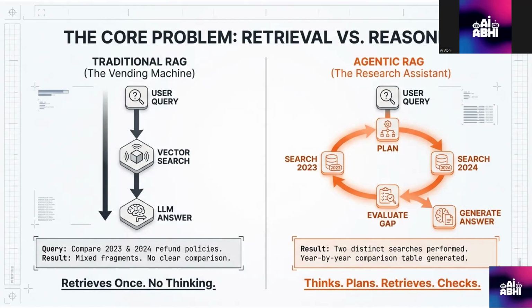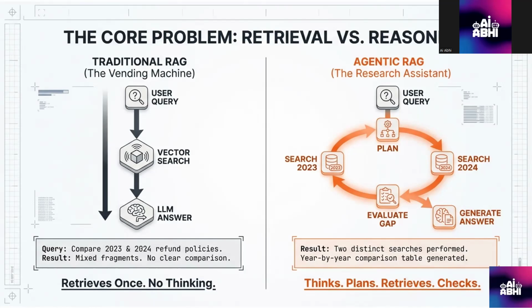This is part of my RAG series. If you haven't seen the earlier videos on RAG basics, chunking and advanced retrieval, links are in the description. Today we will be going to the frontier. So let's go. What is agentic RAG?